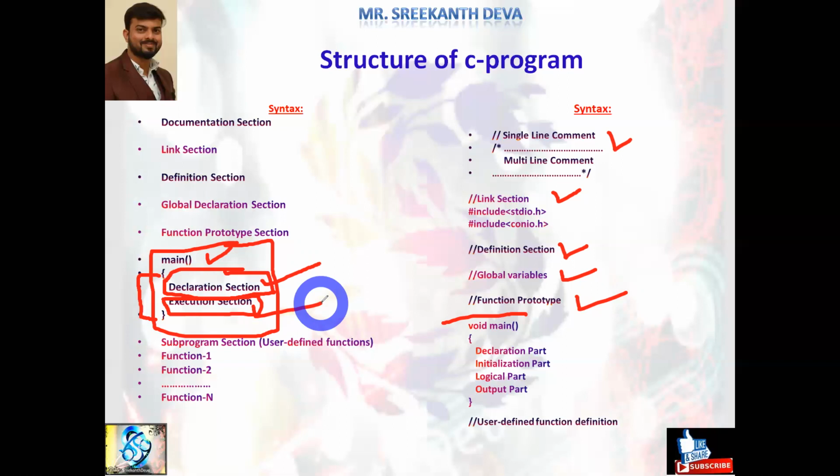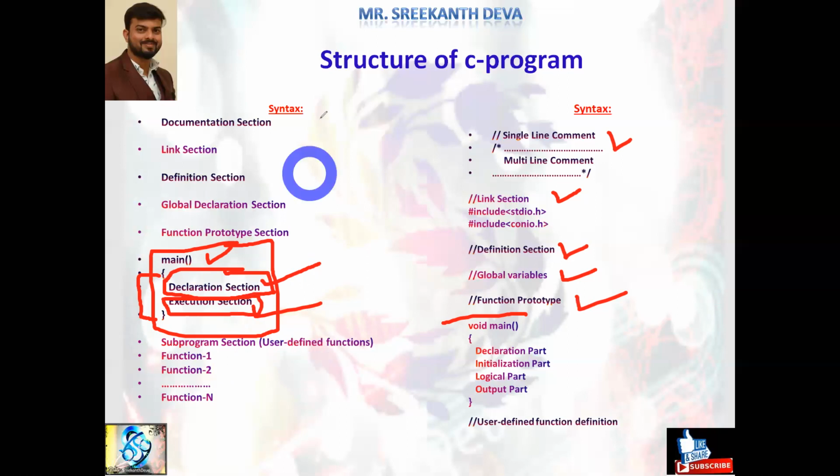After that, we may get what? Resultant output. Generally, this execution section consists what? Complete initialization, logical, and output of the particular programming logic involves in the execution section. So in C language, generally this main function consists of two parts. One is called declaration section, another called execution section.